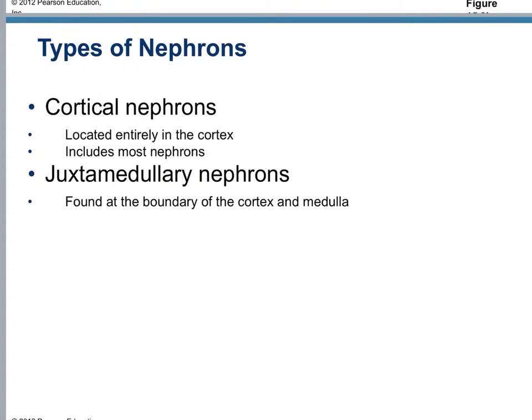2 different types of nephrons. You have your cortical and your juxtamedullary. Cortical is entirely within the cortex. Most of your nephrons are like this. Not gigantic, not stretched out, but some of them do stretch out, and when you get to this loop of Henle at the bottom, it extends all the way down into the medulla.